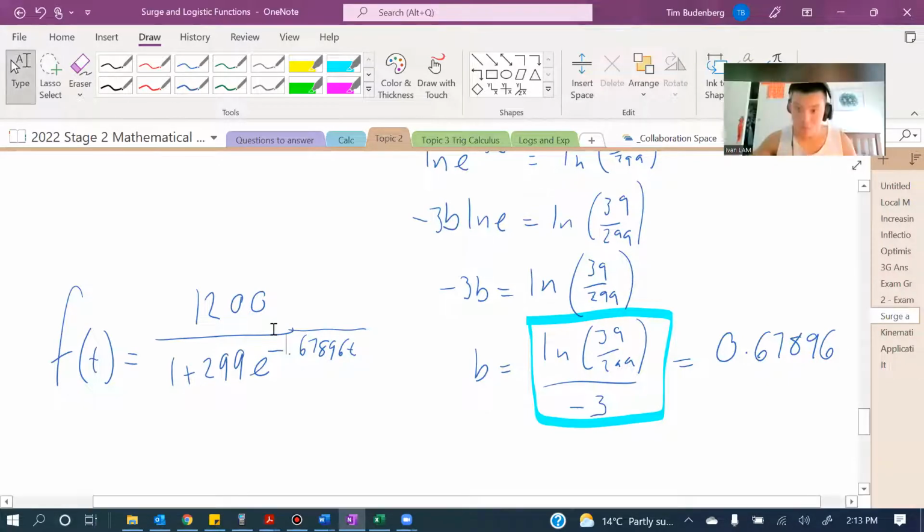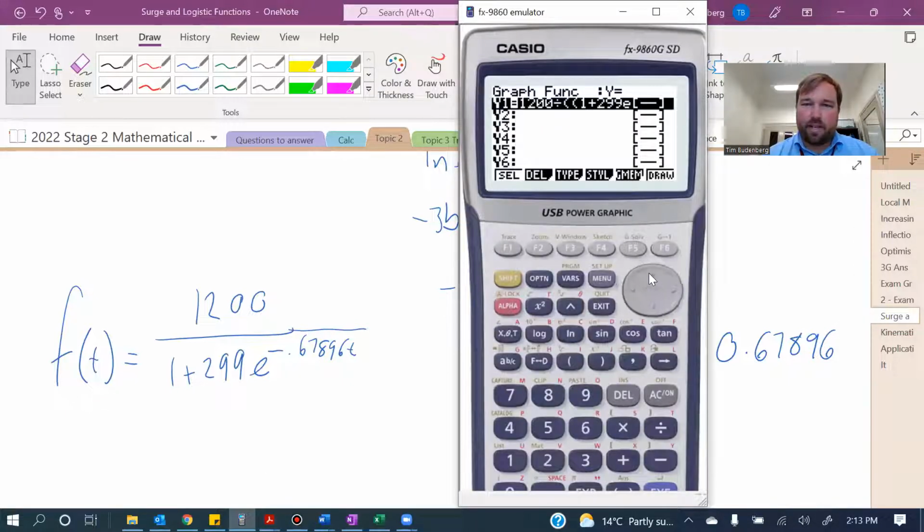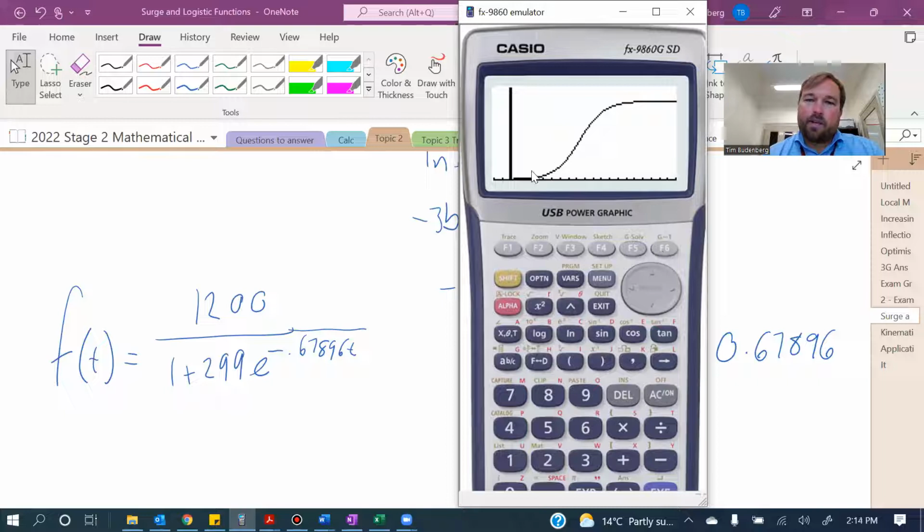Now, that's pretty tough to visualize, so I drew it up on the calculator. It's here, 1200 over 1 plus 299 e etc. Make sure you put in brackets, and you can draw it. And you get the curve. So that logistic curve is pretty nice.